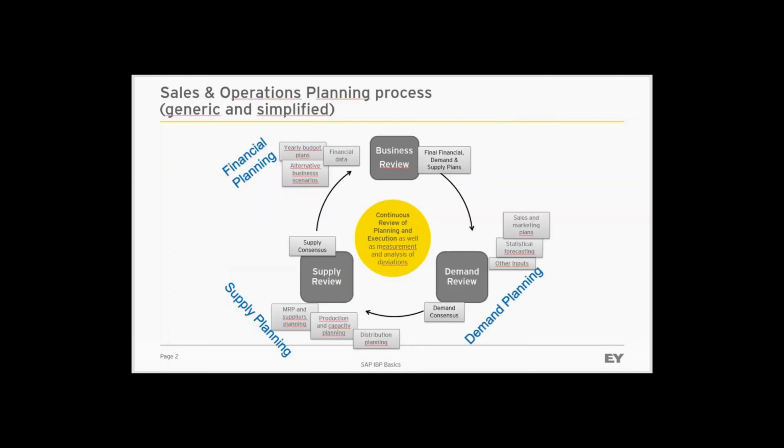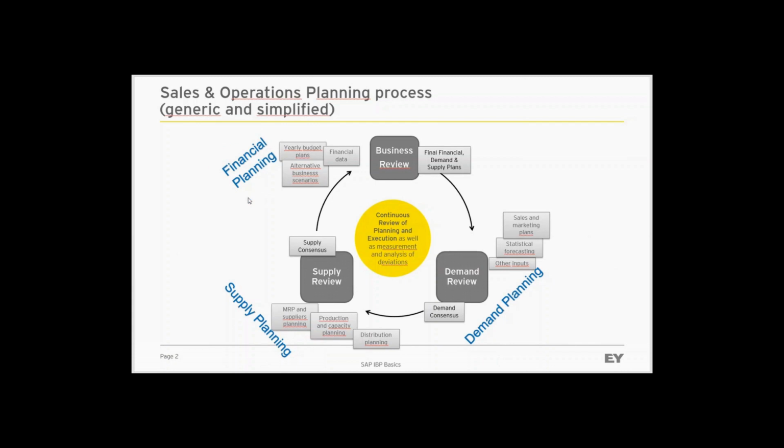On the next slide, there are some details about how the S&OP process is conducted. Obviously, in each company it is organized differently and different terminology is used. But usually we can distinguish three main stages: demand planning, supply planning, and financial planning.